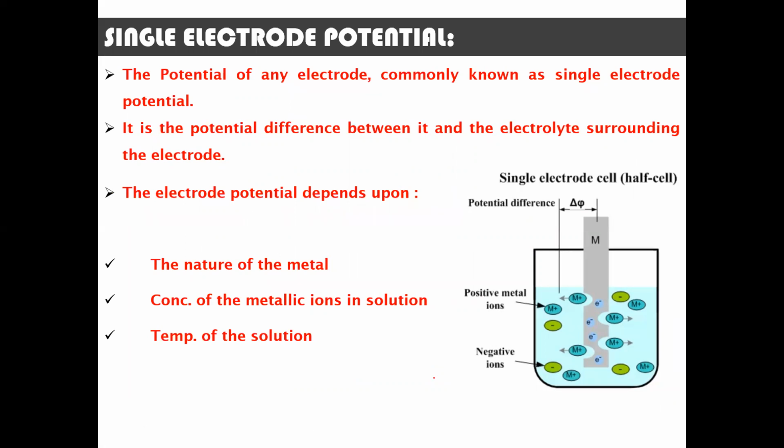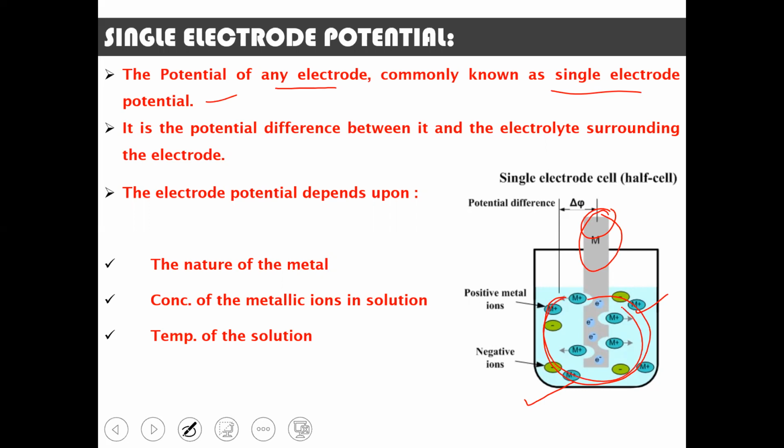Then what is a single electrode potential? Let's see. The potential of any electrode is commonly known as the single electrode potential. It is the potential difference between the electrode and the electrolyte surrounding the electrode. If you observe this diagram, this is the electrode and this is the solution. The potential difference between the electrode and the electrolyte which is surrounding the electrode is known as the single electrode potential.